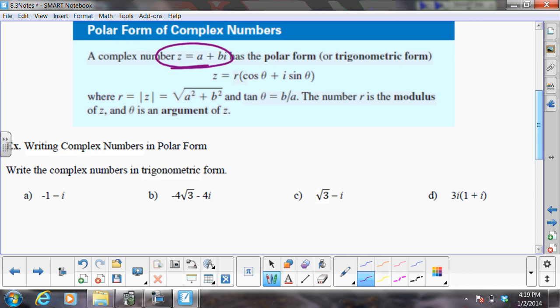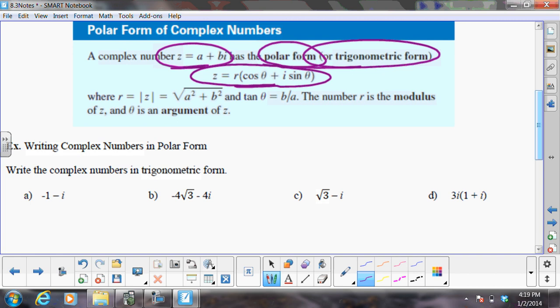Complex number, okay. Polar form or trig form is this function right here, okay. r is the stuff from before. It's the same exact r as before. And to get theta, it's y over x, same exact thing as before.